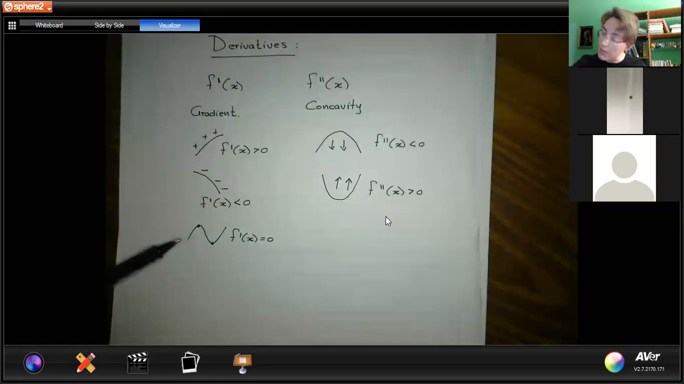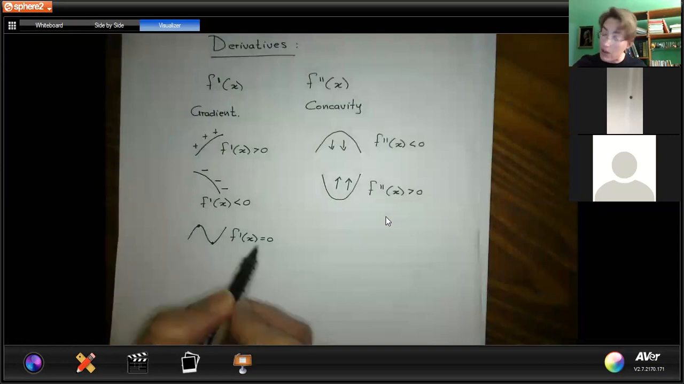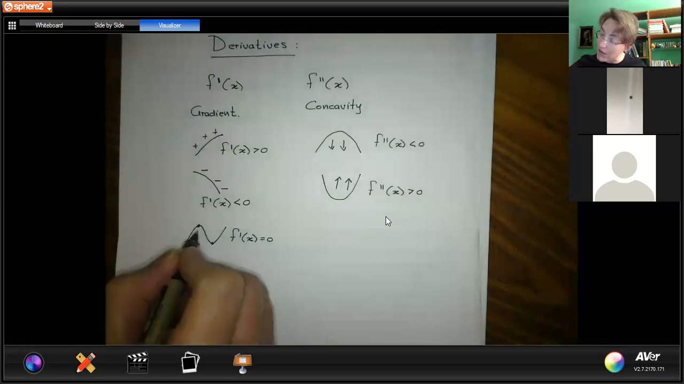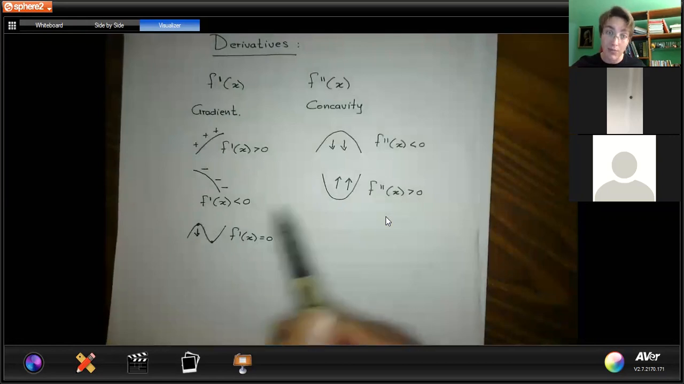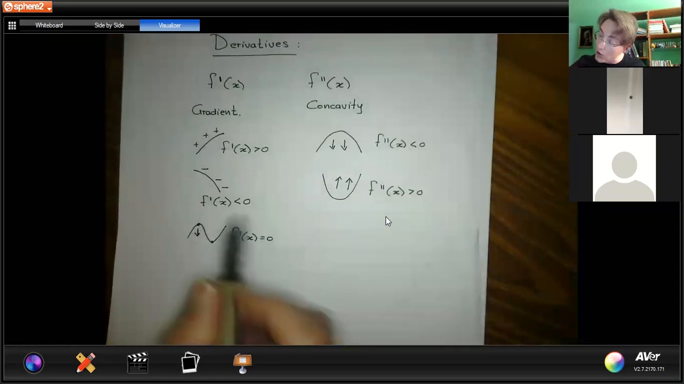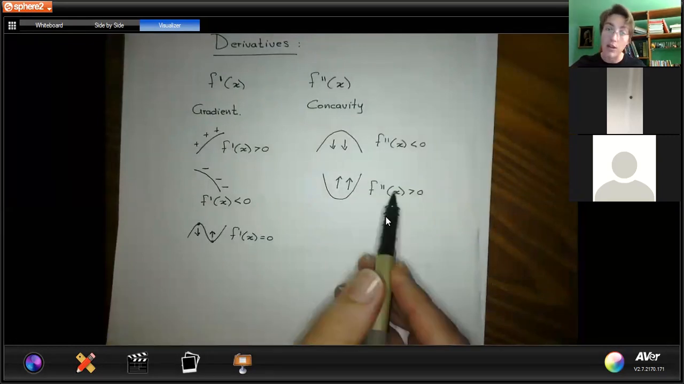At the stationary point, the first derivative is 0, but the second derivative is negative because it's concave down. So at a local maximum turning point, the second derivative is negative. Whereas over here, at a local minimum turning point, it's concave up, which means the second derivative is positive.